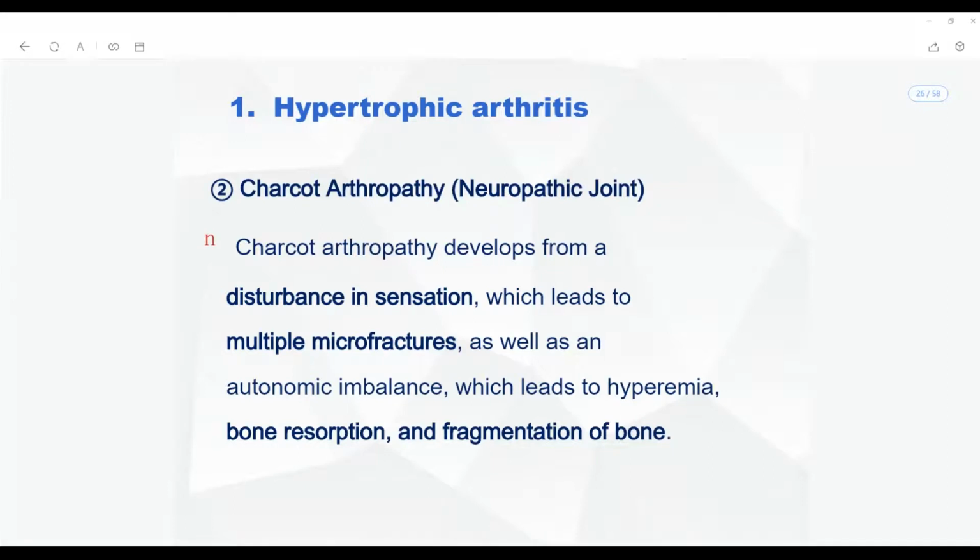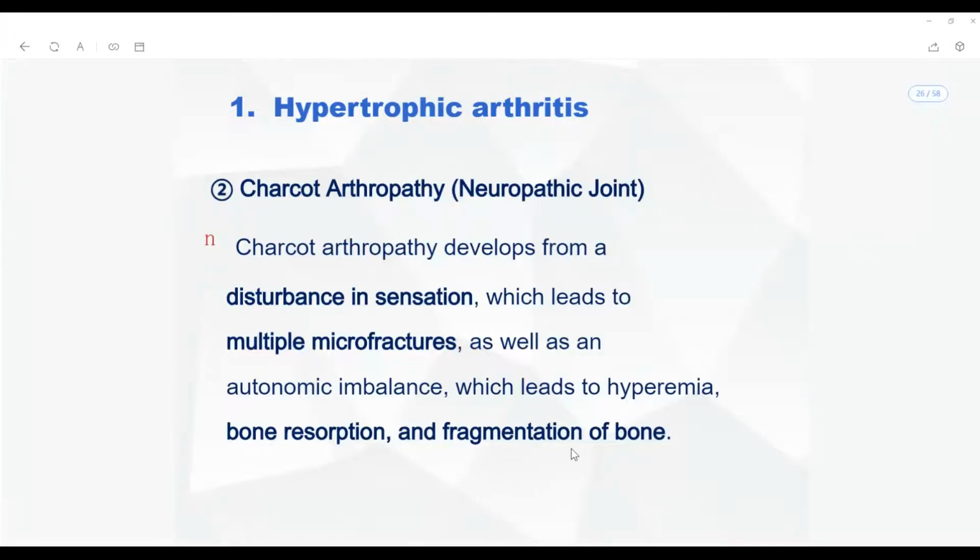So this happens where there is a disturbance in the sensation, which causes the microfractures, eventually triggering the autonomic nervous system, and which leads to hyperemia, bone resorption, and the fragmentation of the bone, right?